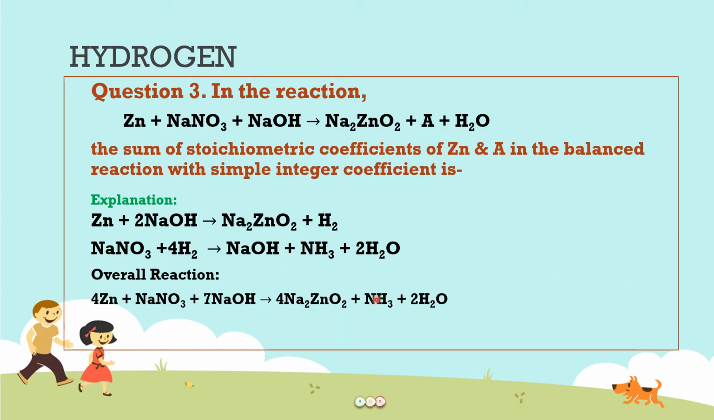So now you just have to simply write the stoichiometric coefficients, adding them up for zinc and for ammonia. So for zinc we have 4 and for ammonia it is 1. So 4 plus 1 is going to be 5. So the correct answer over here is going to be 5.